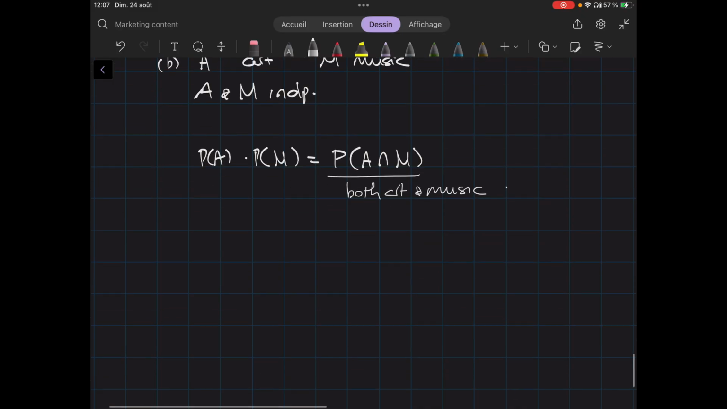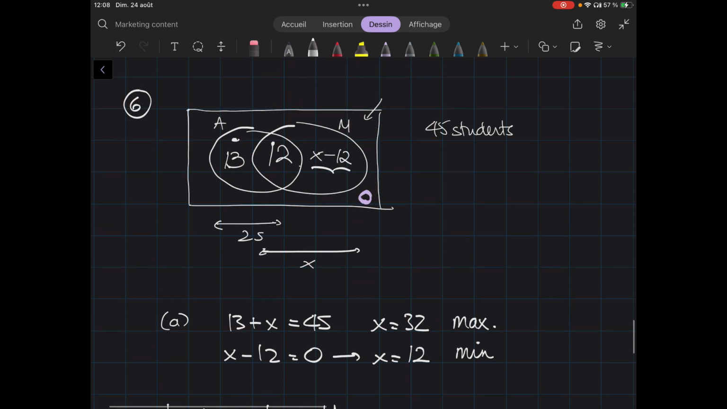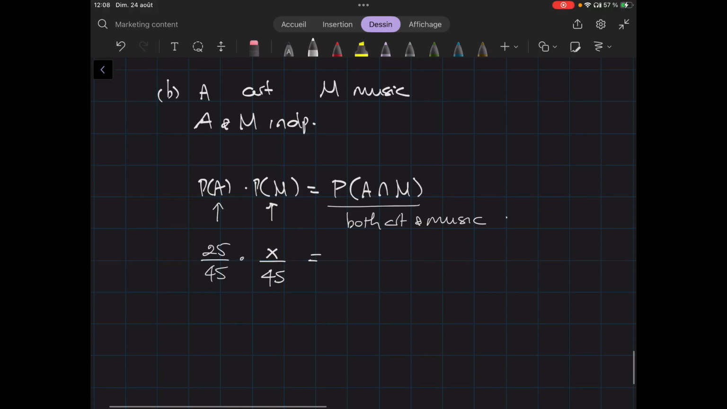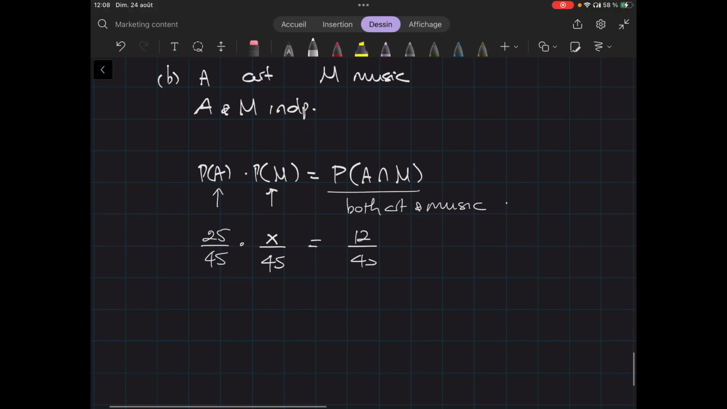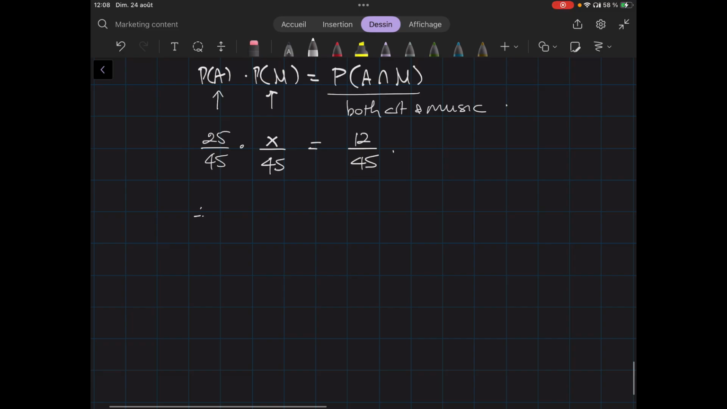The probability of a student taking art is 25 divided by 45. The probability that they take music is x divided by 45. The probability that they take both art and music, that is 12 divided by 45. Therefore, 25 times x is equal to 12 times 45. So x is 12 times 45 divided by 25, or 108 divided by 5.